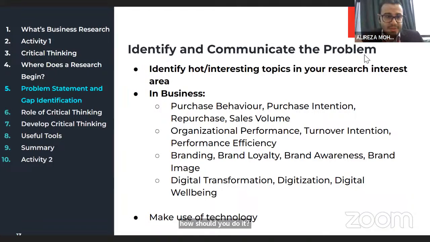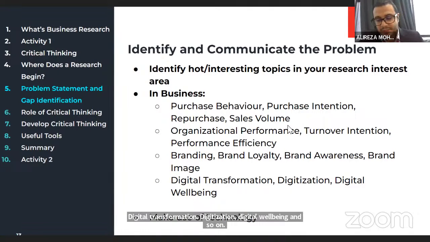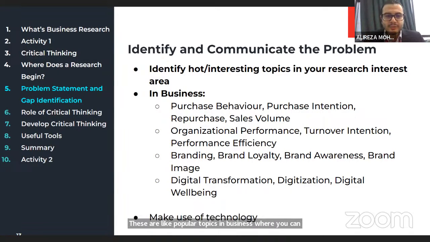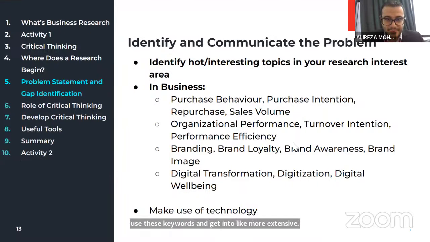Let me first share with you some interesting topics in the area of business, if you're all from a business background. When we talk about marketing: purchase behavior, purchase intention, repurchase, sales volume, sales efficiency, and as such. When we talk about organizational behavior: organizational performance, turnover intention, performance efficiency. More on branding: brand loyalty, brand awareness, brand image, digital transformation, digitization, digital well-being, and so on. These are popular topics in business where you can use these keywords and get into more extensive areas of research.